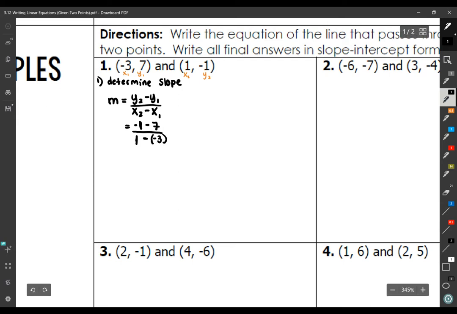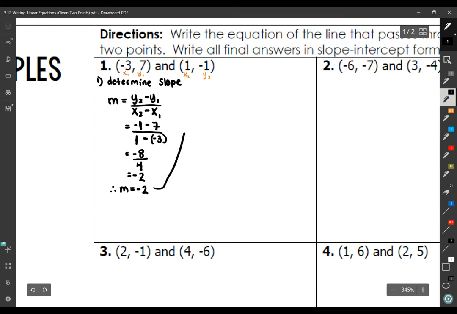Be careful with your negative signs, okay? You got to be careful. So the top, our numerator becomes negative 8. And this 1 minus negative 3 becomes 1 plus 3, which is 4. And we end up with a slope of negative 2, because we reduce it to its simplest form. Therefore m, our slope, is going to be negative 2.